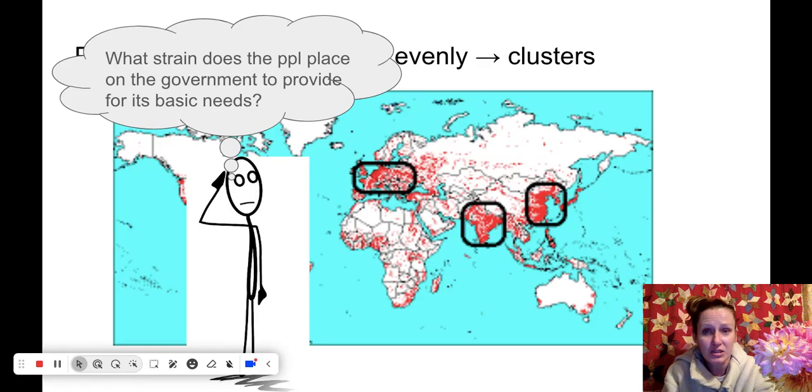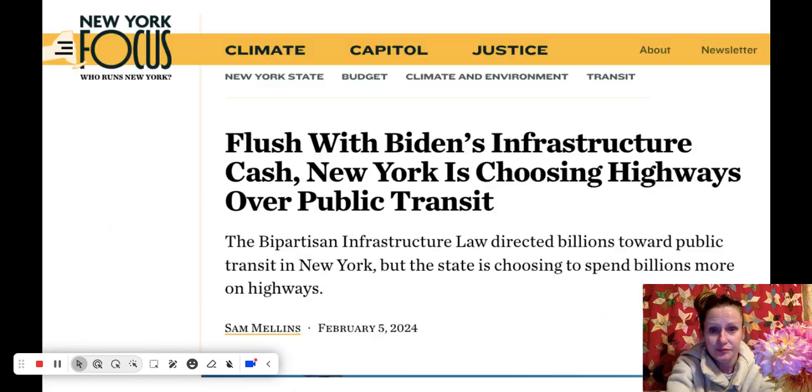Also, what strain does the people place on the government to provide for its public needs? Are they allowed to protest? Can they call up a congressman? What can they do in their situation if they think there's a need to make sure that it gets addressed?